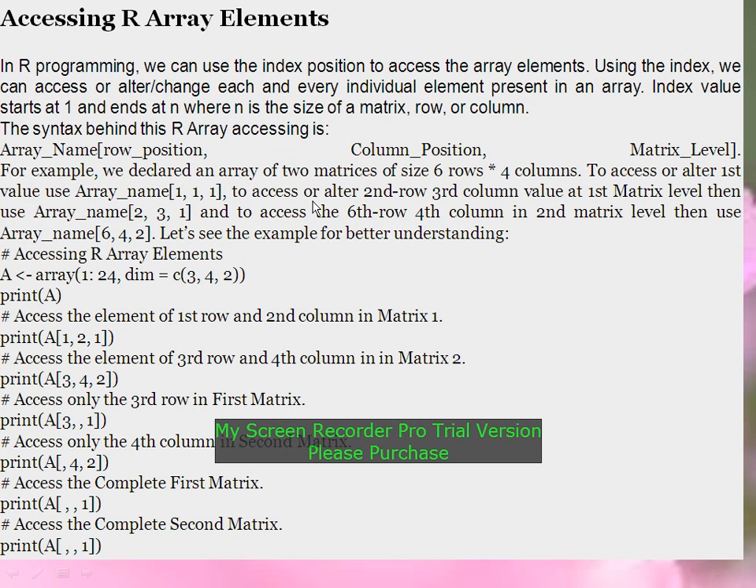So here you can see the example, accessing array elements. A is an array of 1 to 24, dim c of 3, 4, 2, that is normally the previous one. Access the element of first row and second column in matrix 1: row position first, column position second, and matrix is 1. Access the element of third row and fourth column in matrix 2: third row, fourth column, matrix 2.